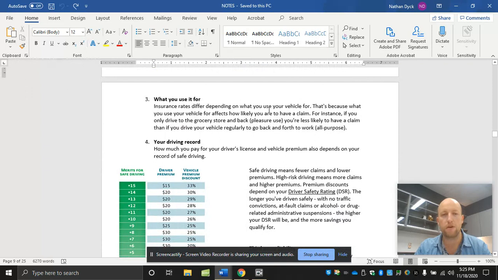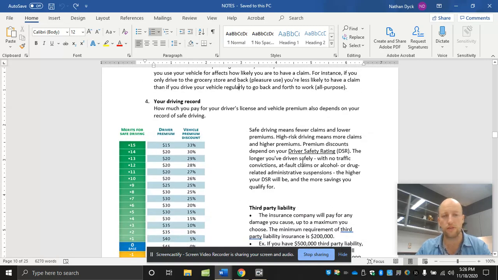Insurance rates differ depending on which vehicle you use it for. Often it's going to be one of those like your summer car that you're just putting around on here and there, not very frequently. That would be more along the lines of your pleasure use. You're very infrequently using your vehicle. So again, most people never insure their vehicle under pleasure because they're using it often, daily, every other day, whatever. It's going to be all purpose. So for instance, if you drive only to the grocery store and back, pleasure use, you're less likely to have a claim unless you're driving it regularly back and forth to work, to school, etc.